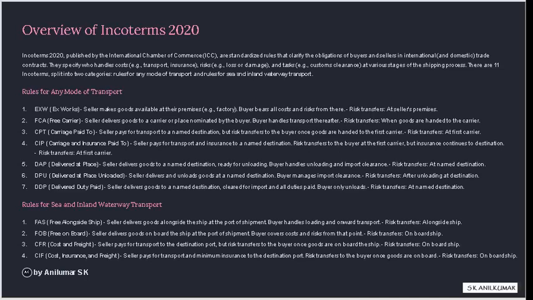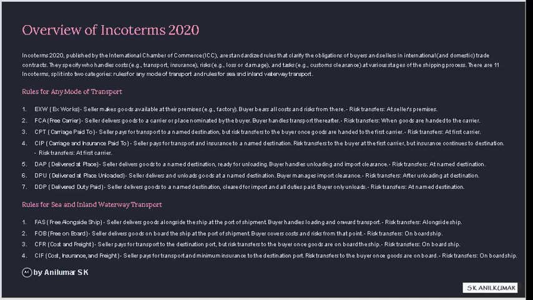Then it is CFR, cost and freight. In a cost and freight situation, the seller pays for the transport to the destination port, but the risk transfers the moment goods are placed on board the ship. Risk transfers when the goods are placed on board the ship, but the seller has to pay.